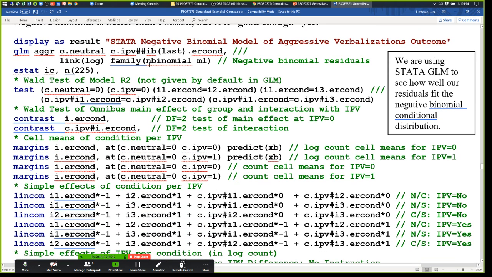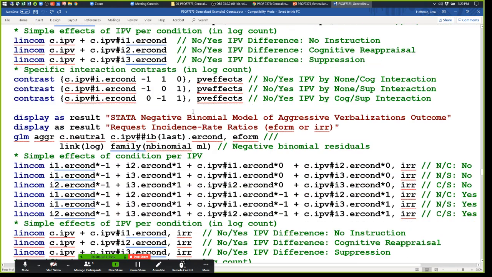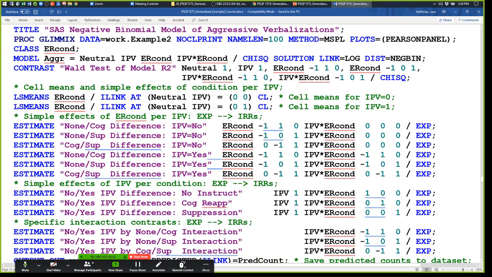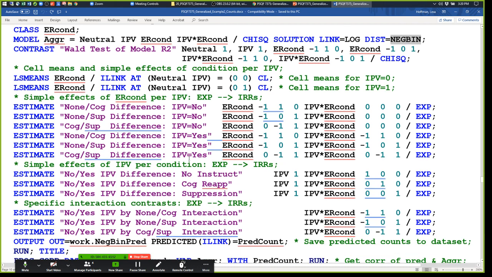And in GLM, it's going to show up right here. Negative binomial instead of Poisson. And ML means estimate the K stretchy factor using the data place. Same thing in SAS. I switch out the word Poisson to negbin. Everything else is exactly the same.